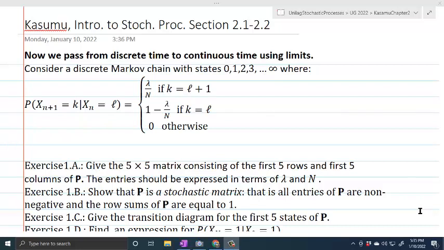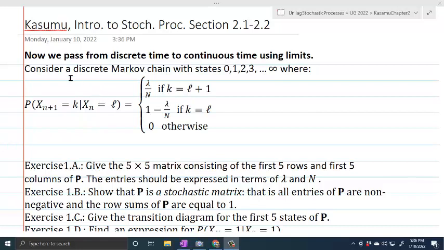Hello. In this video I will introduce sections 2.1 and 2.2 of the Introduction to Stochastic Processes text by Kasumu. I want to emphasize that this chapter 2 is a continuation of chapter 1. Chapter 1 talks about discrete Markov chains, where you have a series of random variables x1, x2, x3, etc. And there is a transition matrix that gives relations between the probability distributions of these random variables.